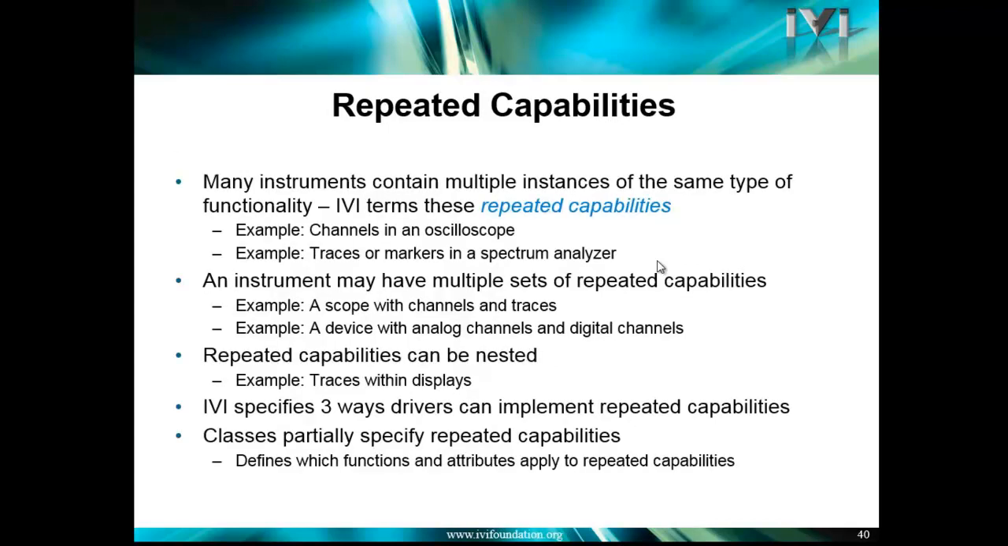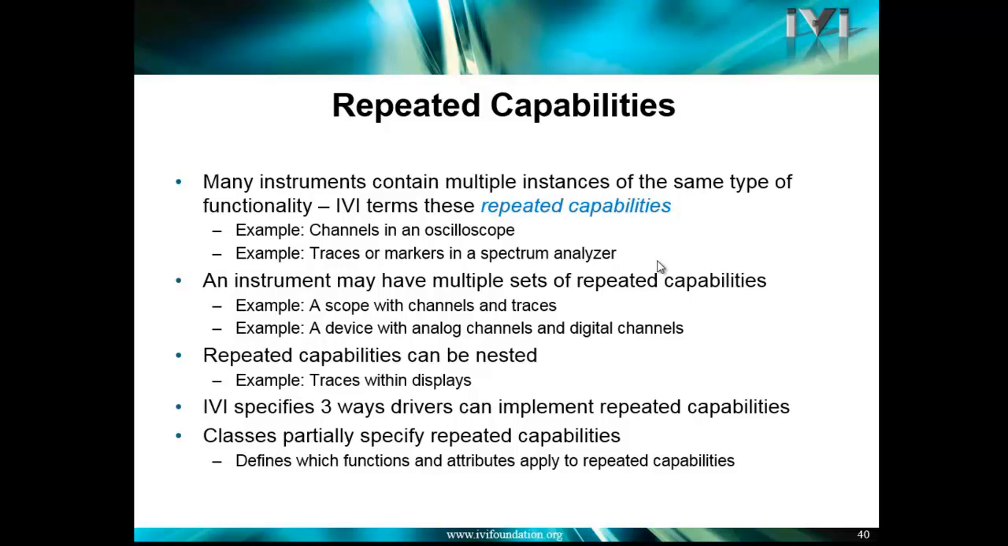First, what repeated capabilities are. Turns out a lot of instruments have multiple instances of some sort of same type of functionality. If you think about channels in an oscilloscope, typically there are 4 channels or 2 channels. You think about a spectrum analyzer, it's more of a software concept, but a spectrum analyzer could have a dozen traces, and each trace could have markers on it.